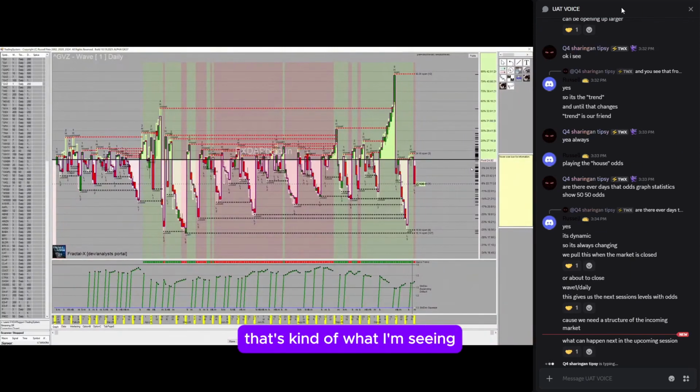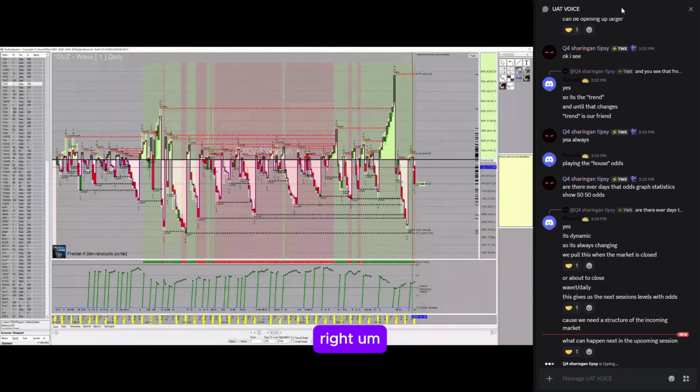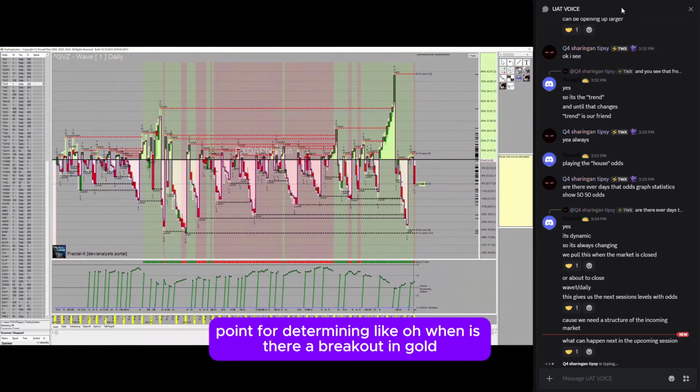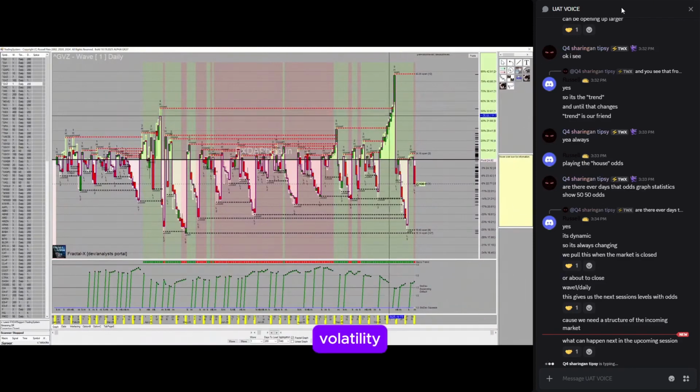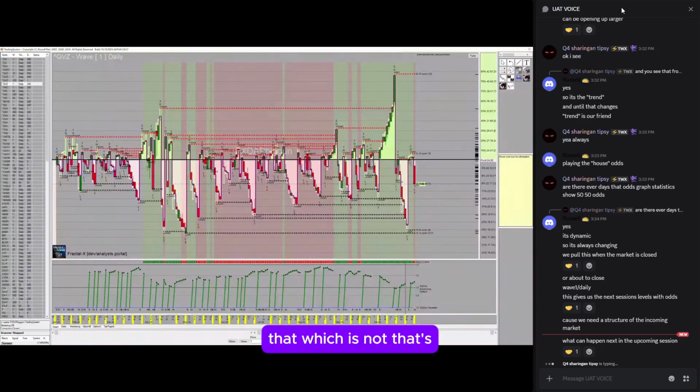That's kind of what I'm seeing from this initially, right? What's our reference, what's our relevant point for determining when there is a breakout in gold volatility? Even though for the VIX primarily, people think VIX up, S&P down, which is a complete falsehood, number one.